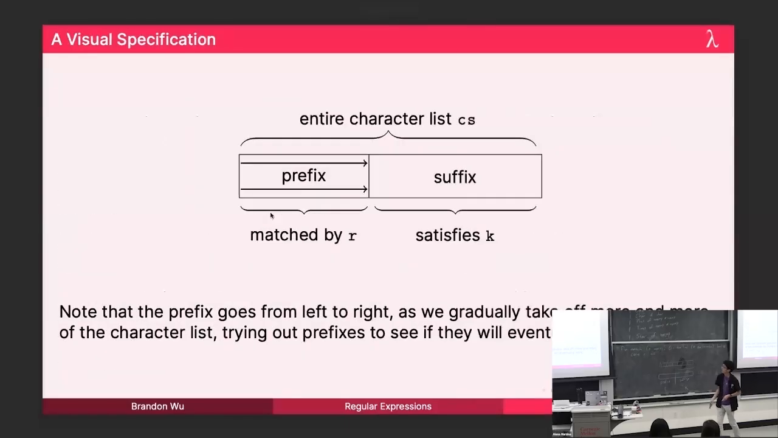Here's the picture. If I have my entire character list Cs, I'm looking for a way to push this boundary such that the prefix is still matched by R, the prefix must be matched by R, but the suffix, everything I didn't choose, must satisfy K. And because K is an arbitrary function, we have no idea what that looks like. The only thing we can do is use the function K and then see if it succeeds or not. But that's the picture, that we're pushing this boundary forward. We're trying to push it to the limit. Does this picture make sense to people?